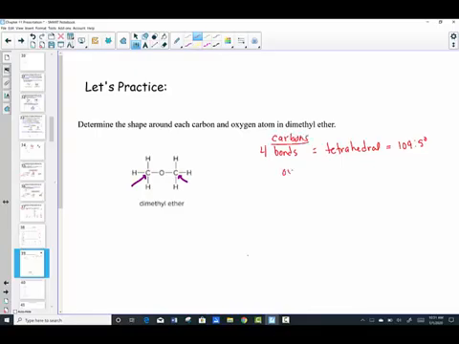In the oxygen, even though they're not drawn, we know they're there because oxygen requires an octet. It requires 2 bonds and 2 lone pairs. Here I see 2 bonds and 2 lone pairs, telling me that we have a bent molecular geometry. Bond angle is less than ideal, so it's less than 109.5, and it's approximately 104. Just a little bit smaller than the ideal 109 degrees.